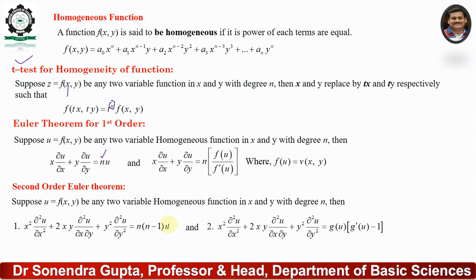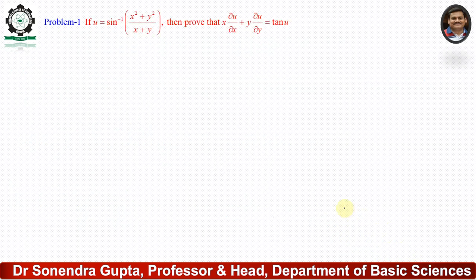Similarly, the second formula is x square del 2u by del x square plus 2xy del 2u by del x del y plus y square del 2u by del y square equals g of u into g dash of u minus 1. That means we use this formula when the function is required in terms of u, where g of u equals n f of u upon f dash of u.